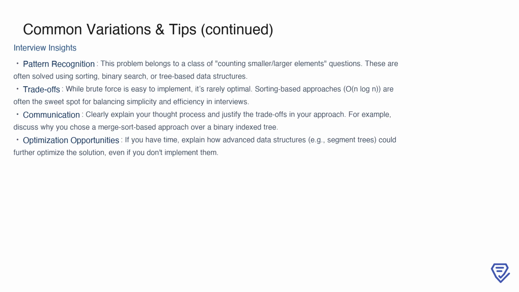during interviews. As you explain your approach, make sure to clearly communicate your thought process. For instance, justify why you chose a particular method, like merge sort, instead of a binary index tree. If time permits, you can also discuss how advanced data structures, like segment trees, could further optimize the solution, even if you don't implement them. This shows a depth of understanding that interviewers appreciate.